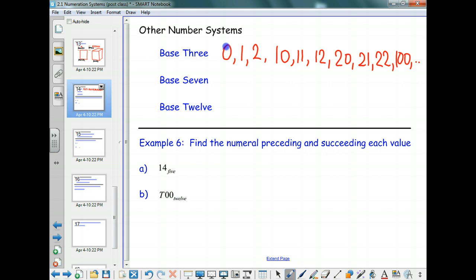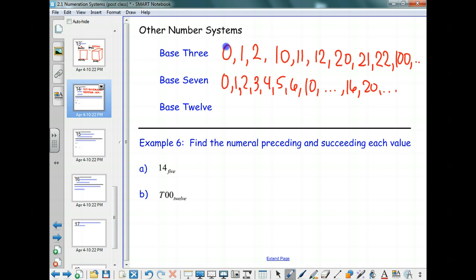I can't go out as far because I won't have as much space, but base 7, what are the numerals in base 7? 0 through 6. And what would happen after 6? 1, 0. We start over until we get to 1, 6, and then I get 2, 0. All right, I'm going to keep going from there.